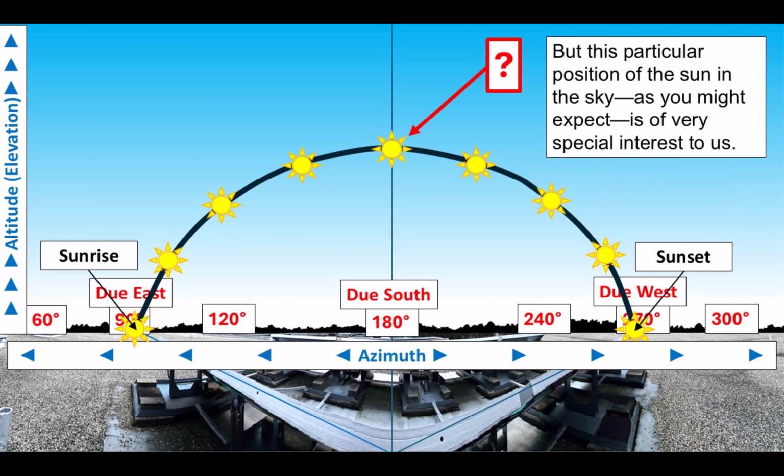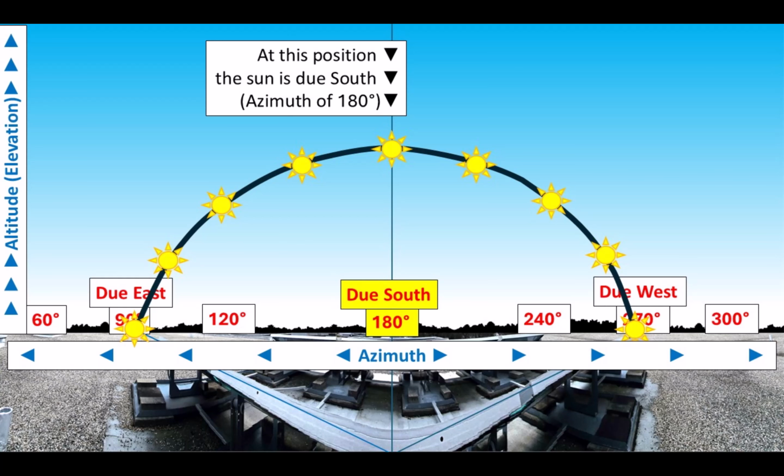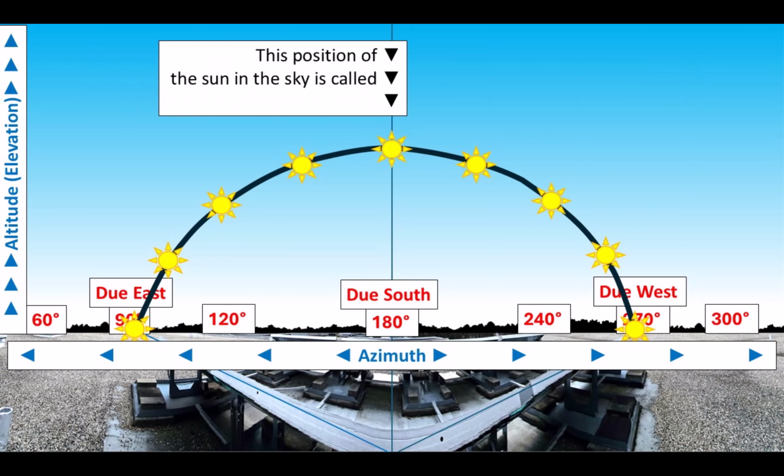But this particular position of the sun in the sky, as you might expect, is of very special interest to us. The sun is at its highest point in the sky here, its maximum altitude or its zenith. At this position, the sun is due south, an azimuth of 180 degrees. When the sun is here, the time of daylight up to this point equals the time of daylight after this point. This position of the sun in the sky is called solar noon.